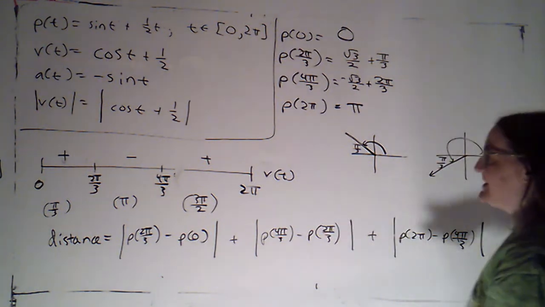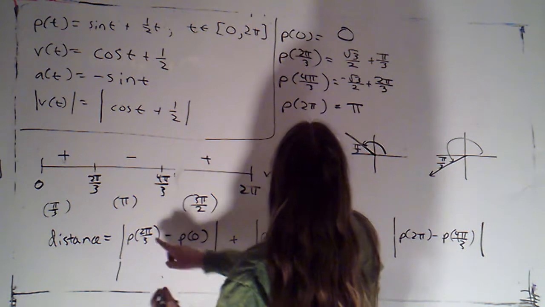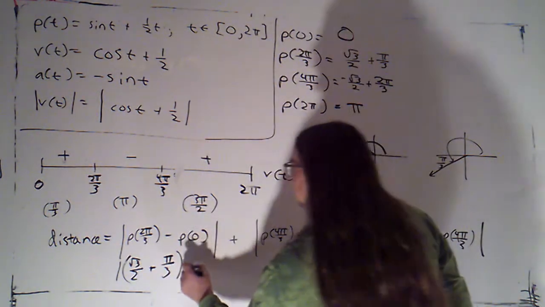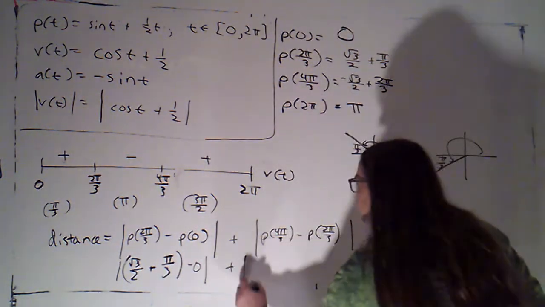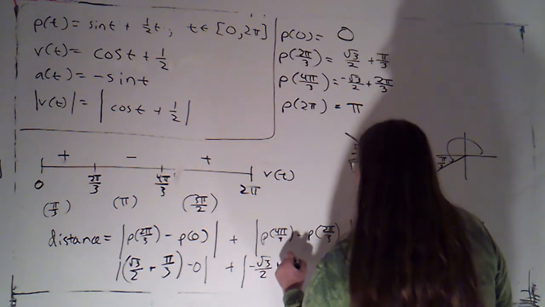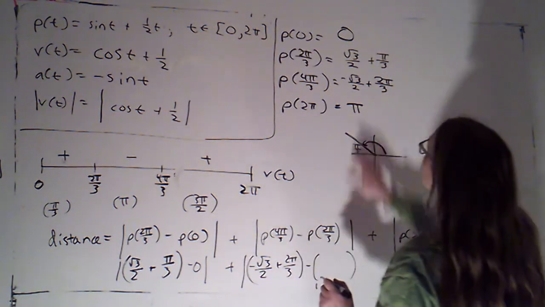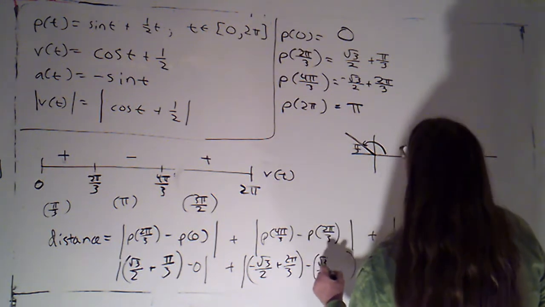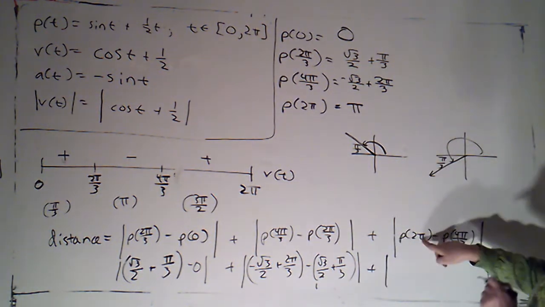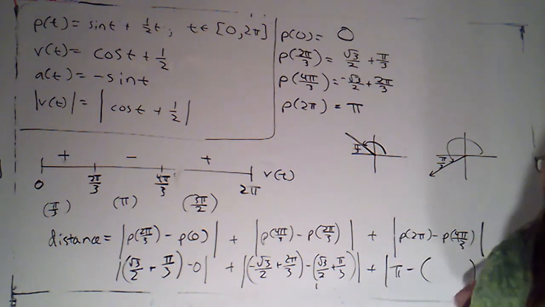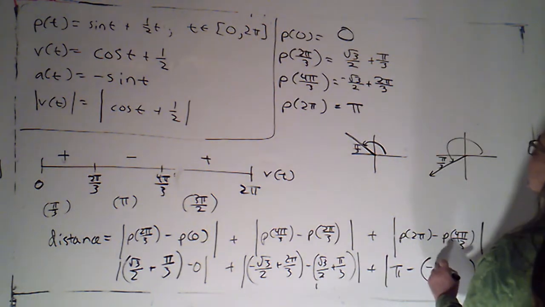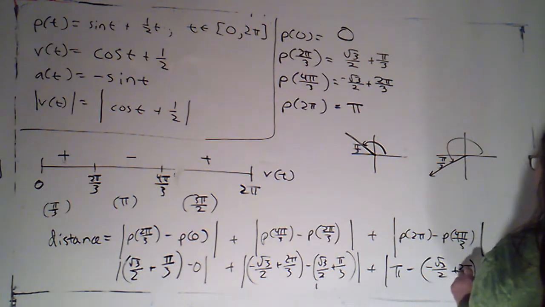So now let's calculate our distances. So this is going to be the absolute value of, we said, root 3 over 2 plus pi over 3 minus the position at time 0, which was 0, plus the absolute value of the position at 4 pi over 3, which was negative root 3 over 2 plus 2 pi over 3, minus the position at 2 pi over 3, which was root 3 over 2 plus pi over 3, plus the position at 2 pi was pi, and we're subtracting. Notice I'm being careful about parentheses when I'm subtracting something with two terms. We're subtracting a negative root 3 over 2 plus 2 pi over 3.